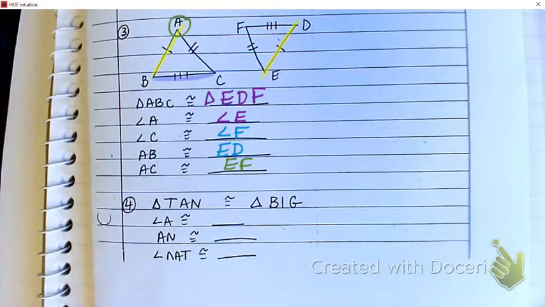Okay, all right, let's look at the last one. This one doesn't have a triangle written there. Well, you don't need a triangle to answer these questions, because TAN and BIG go together. So the T goes with what? B. The A goes with what? I. N goes with G. So I already know that, so I don't have to see the triangle to do it. A is in the middle, so it will go with I. AN, IG, and then NAT, GIB.